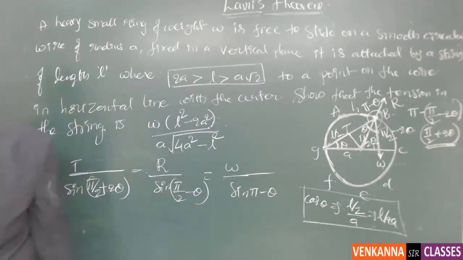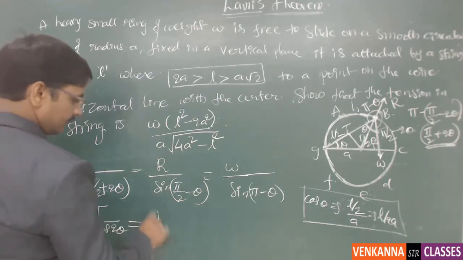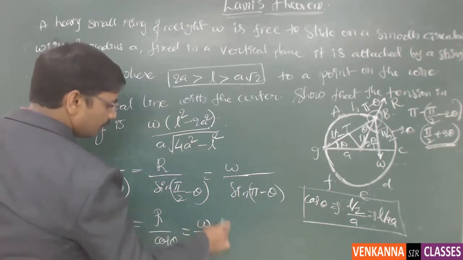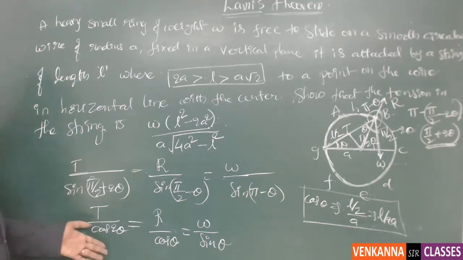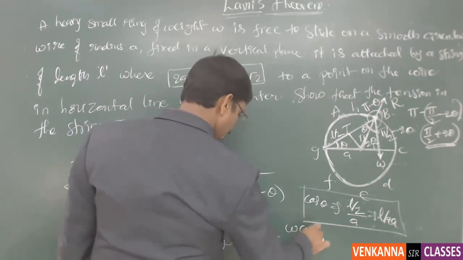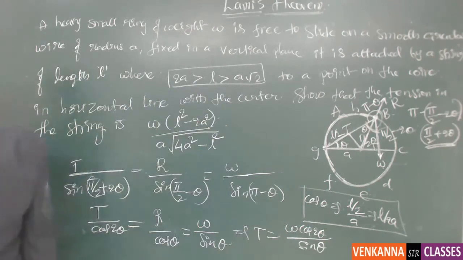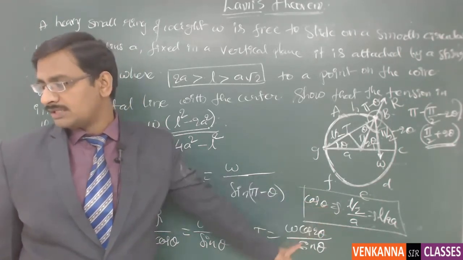Now you can apply and then solve it. Sin of 90 plus theta is cos 2 theta, and this is R by sin of 90 minus theta, which is cos theta, equal to W by sin of 180 minus theta, which is sin theta. So T by cos 2 theta is equal to W by sin theta, so T is equal to W cos 2 theta by sin theta. You can simplify that. The cos theta value you can find out like this, and sin theta also you can find out from this, and then substitute in this location.